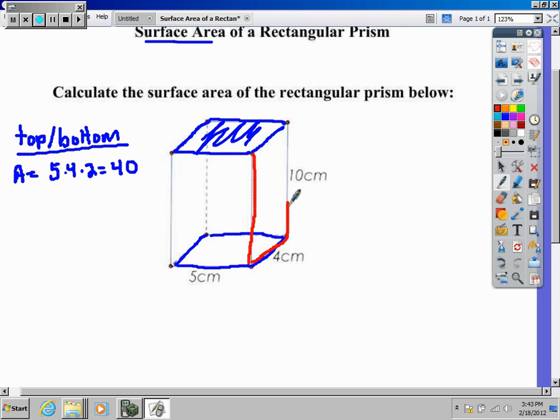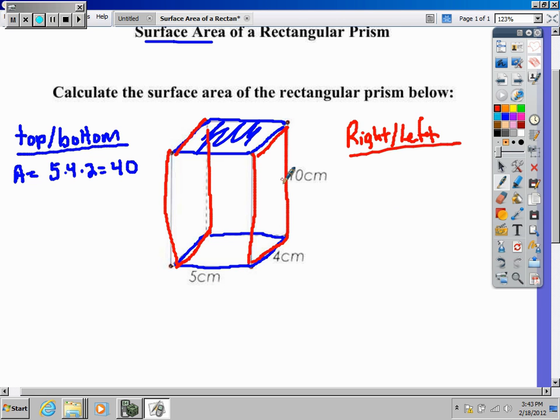Now I should probably look at the right side and the left side. When I look at the right and the left side, I have to think of that again as a rectangle. So it's 4 by 10. So the area would be 4 times 10, but there are 2 of them that are the same, so I multiply that by 2. And that gets me 80.